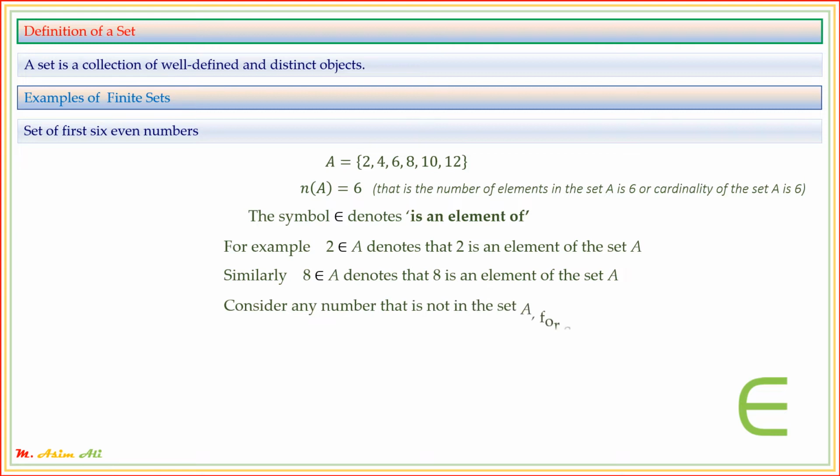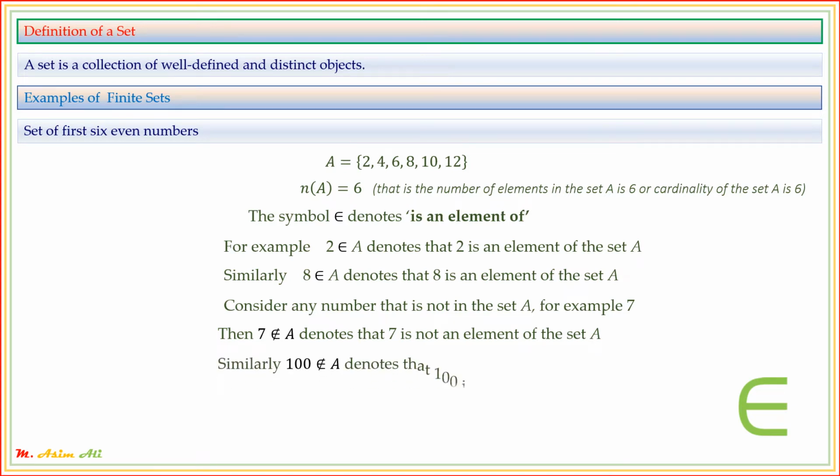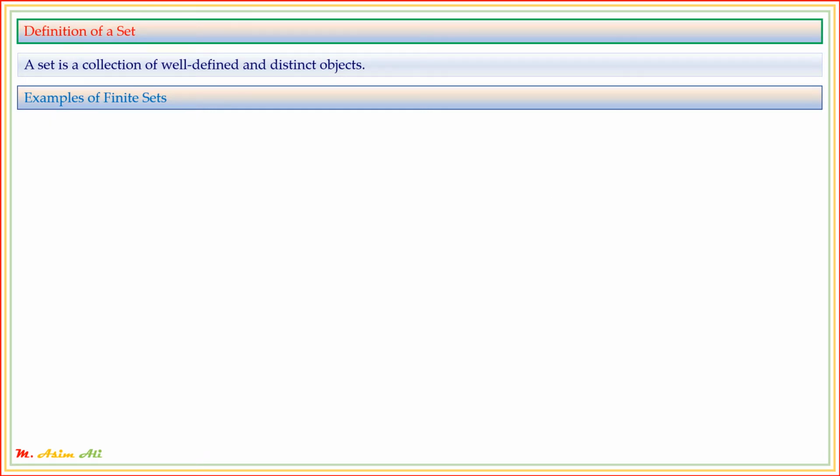Consider any number that is not in the set A. For example, 7. So how will we write? We will put a slash over this symbol to denote that this element does not belong to set A. So 7 ∉ A means 7 does not belong to A. 7 is not an element of A, right? Similarly, we can state any other number. For example, 100. 100 is not an element of set A, like this. Now, examples of finite sets.